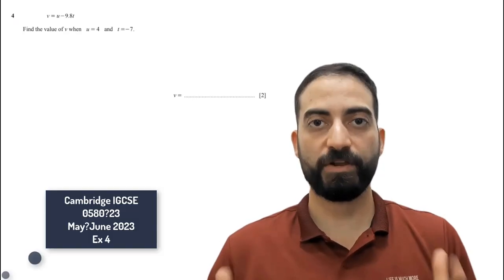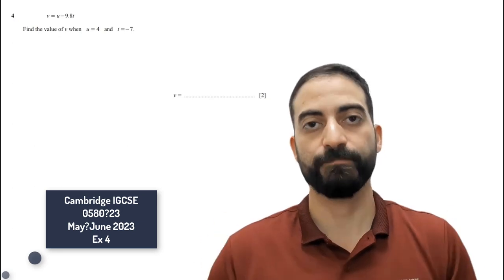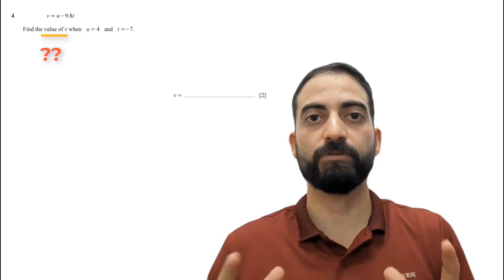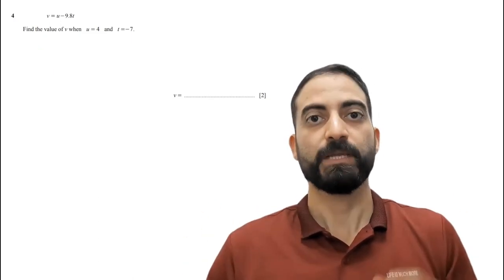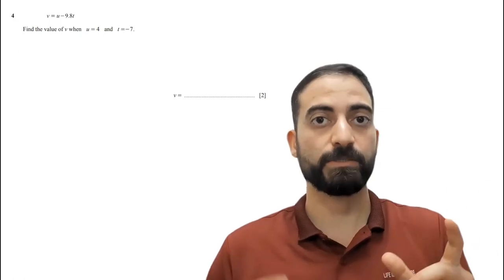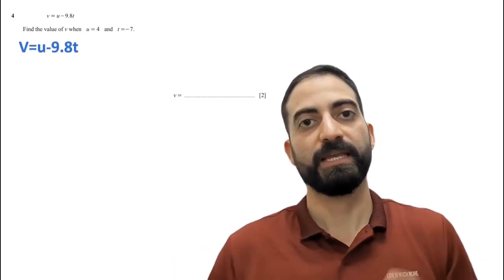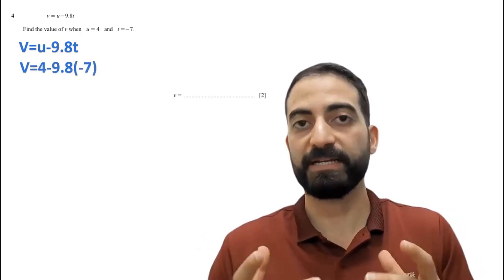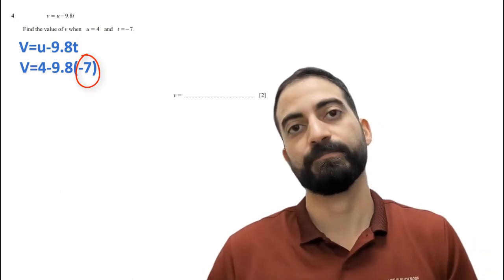We will solve the fourth question of the Cambridge IGCSE 2023 competition. In this question, we are asked to find the value of v when u equals 4 and t equals minus 7. Quite simply, we will replace u with its value, which is 4. And in place of t, we will also replace it with its value, which is minus 7.